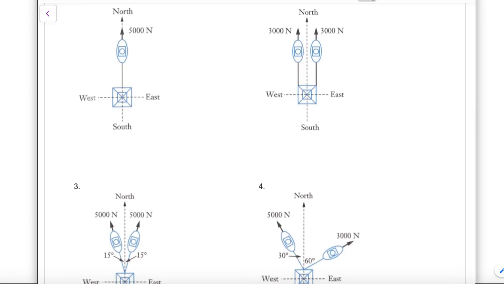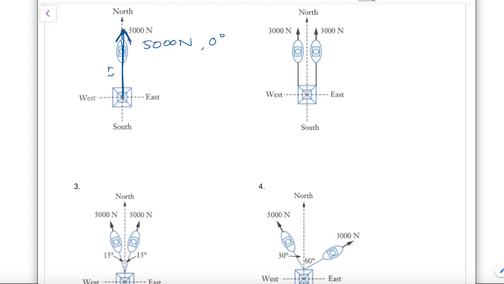So in our first example, you can see that we've got our platform and we've got one tugboat heading directly north and with a force of 5,000 newtons. So we can clearly see that the force here on the platform will be 5,000 N in a direction of 0 degrees. That will be the resulting vector that we can draw in. So we could actually show that as R.